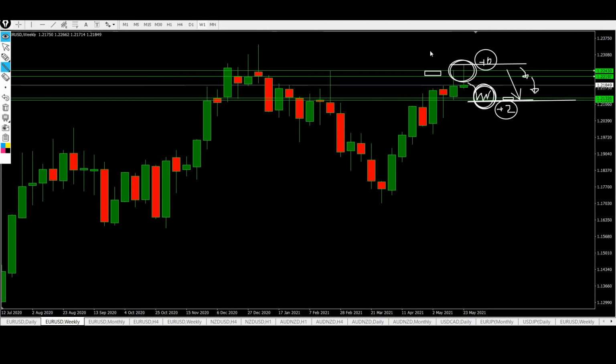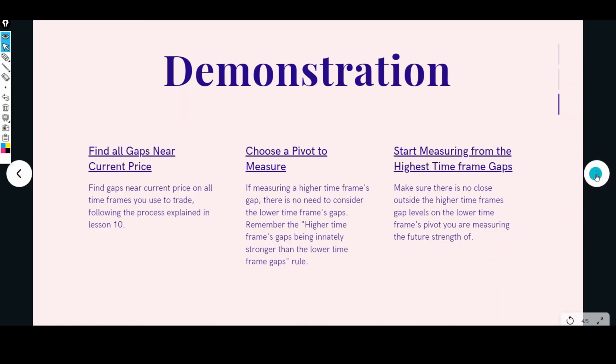This is the basic way in which we use gaps to measure the market bias. In other words, to know which direction and to generally what point we should be taking long or short trades. Okay, next slide.